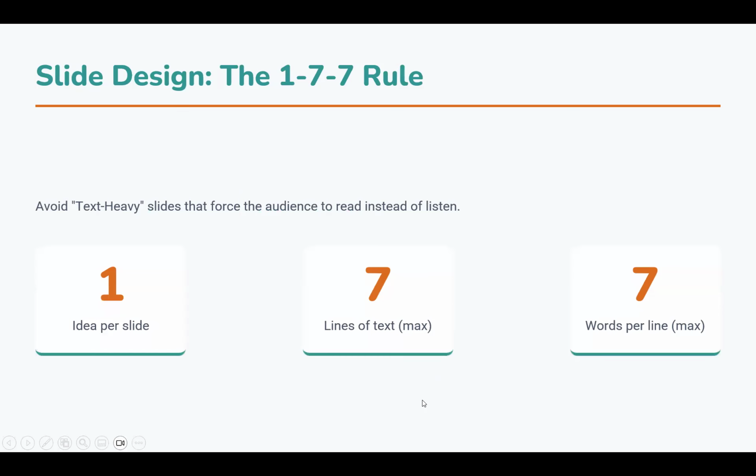This slide design rule is universal, but still you have to adopt these rules together with the presentation guidelines given by your presenter organizers, right? The 7x7 rule is a universal research finding. What is it? Don't let your presentations be text heavy, right?